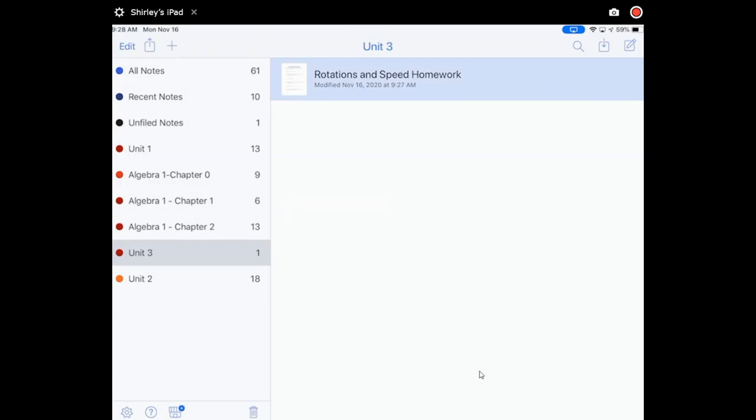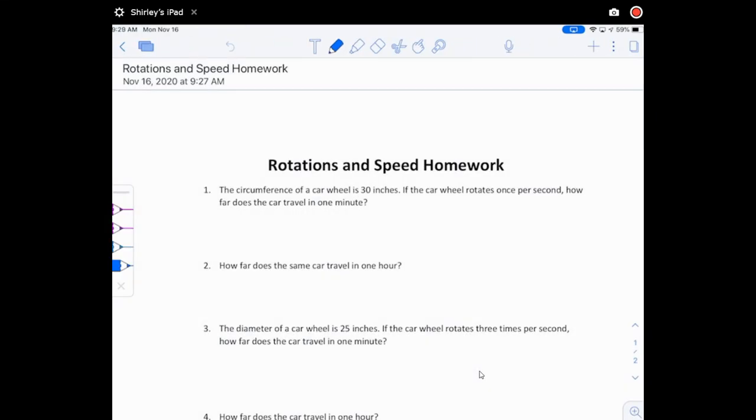Okay, so I'm going to go over your rotations and speed homework. Number 1 says the circumference of a car wheel is 30 inches. It rotates once per second. How far does it travel in 1 minute? And again, if you organize this all into a table, it makes it significantly easier to piece through what's happening.